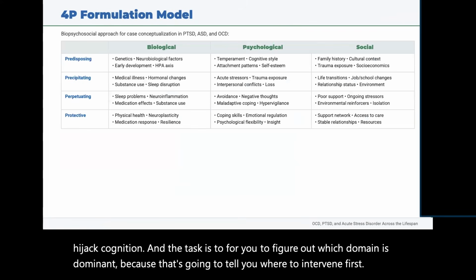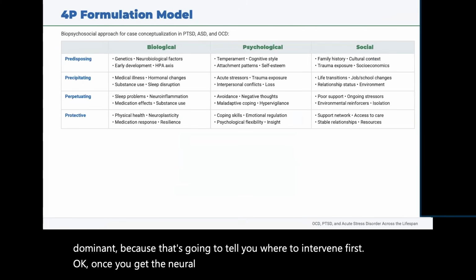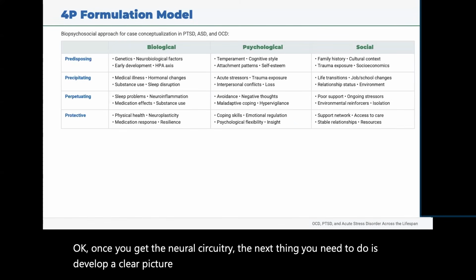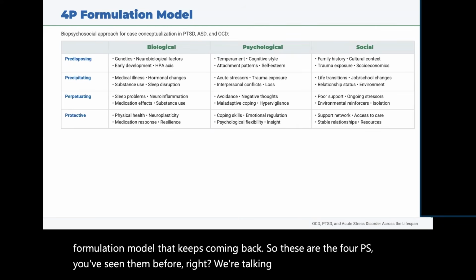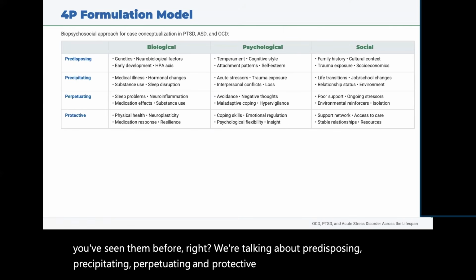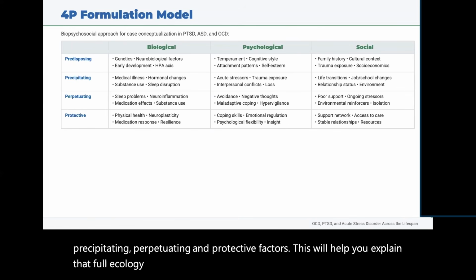Okay. Once you get the neural circuitry, the next thing you need to do is develop a clear picture of who it is you're treating. And this is that 4P formulation model that keeps coming back. So these are the 4Ps. You've seen them before, right? We're talking about predisposing, precipitating, perpetuating, and protective factors. This will help you explain that full ecology of the patient's suffering.